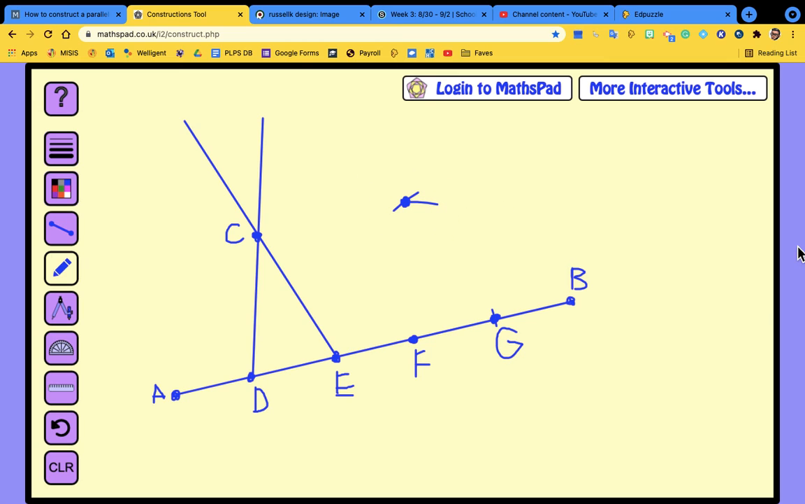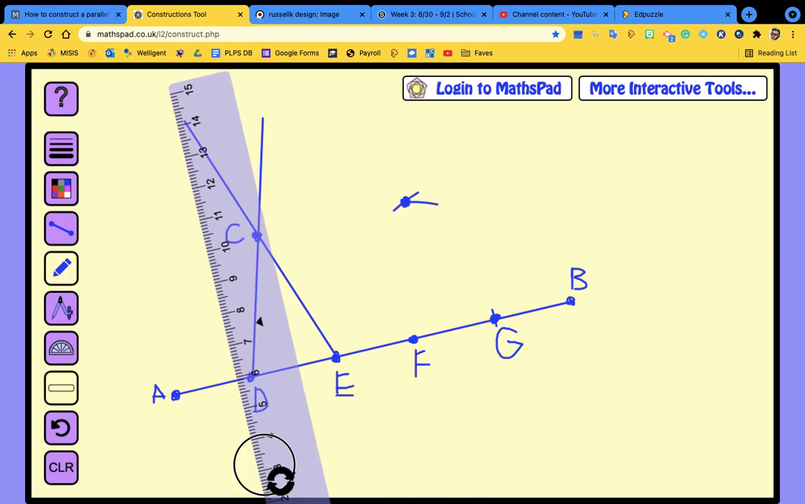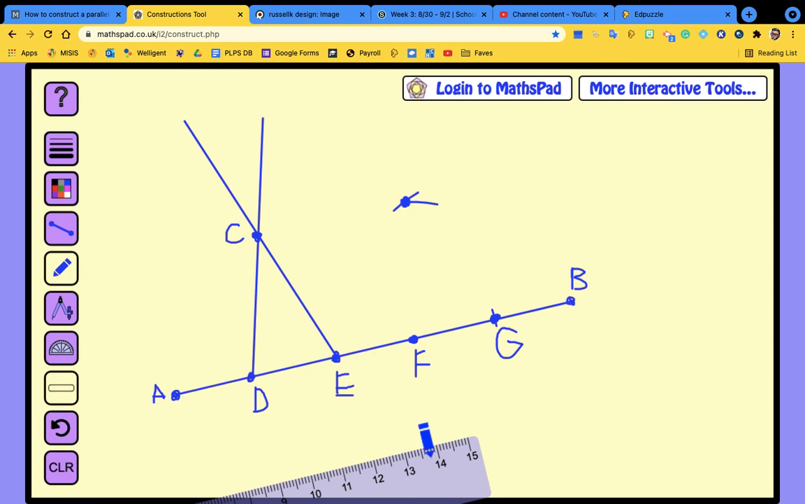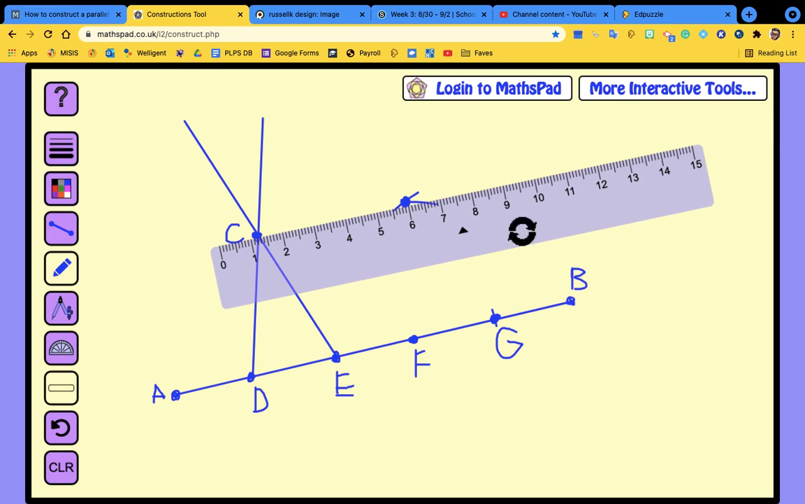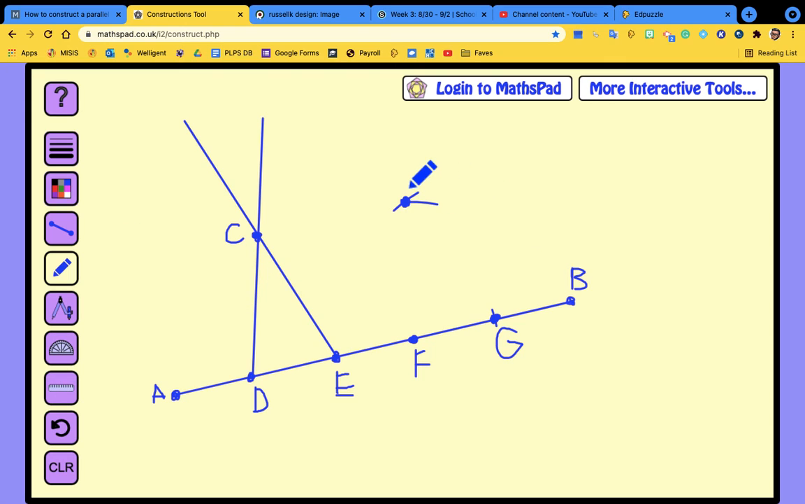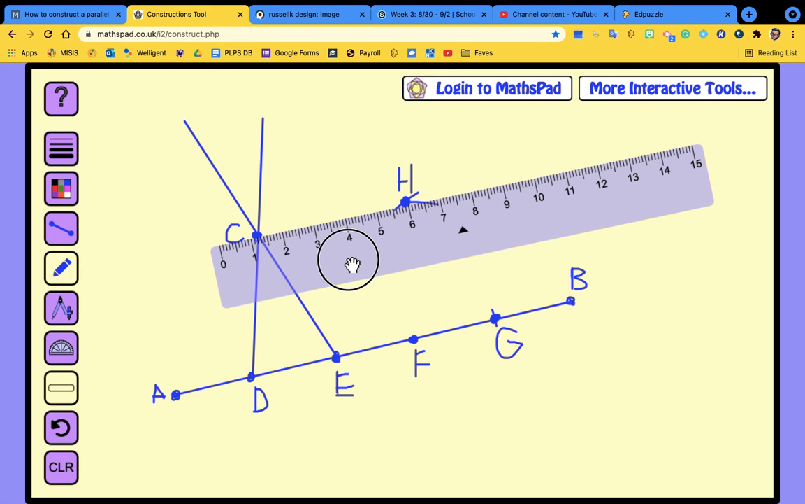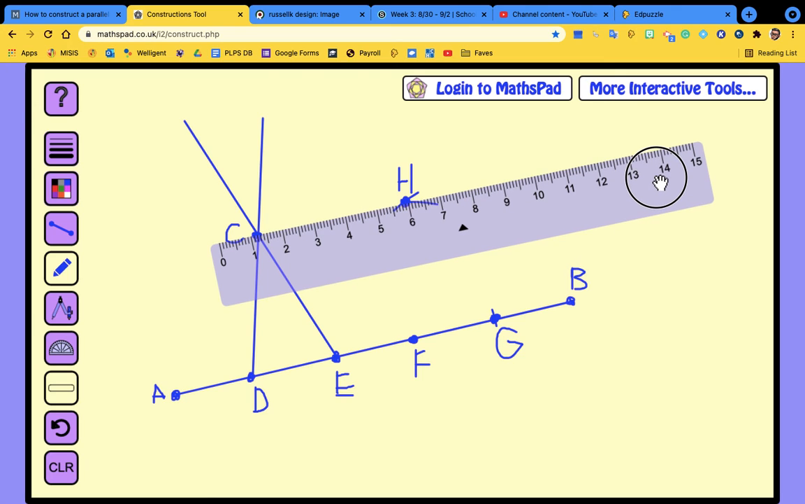There we go. And now we take our ruler and I'm going to turn it here like this. And as you already guessed it, we're going to connect C to, actually, I forgot to label this. This is H. Right. I'm going to connect C to H. Go a little bit straighter. And I'm going to create a line, just like that.